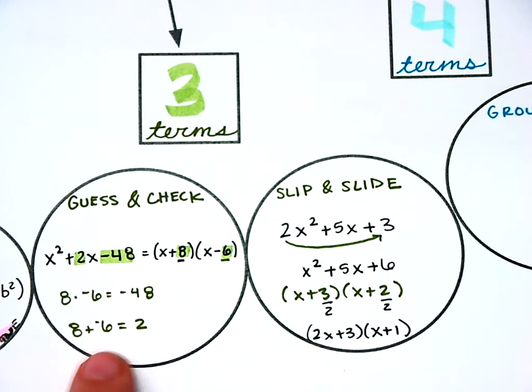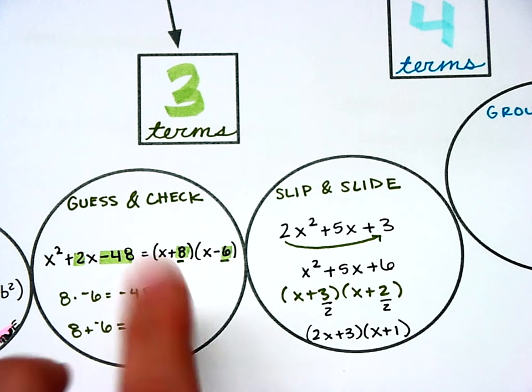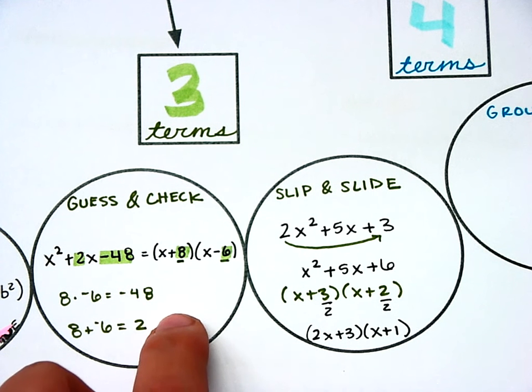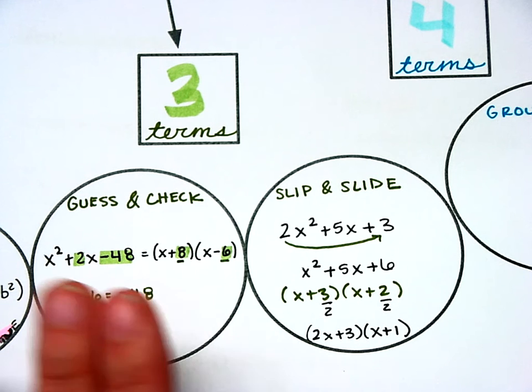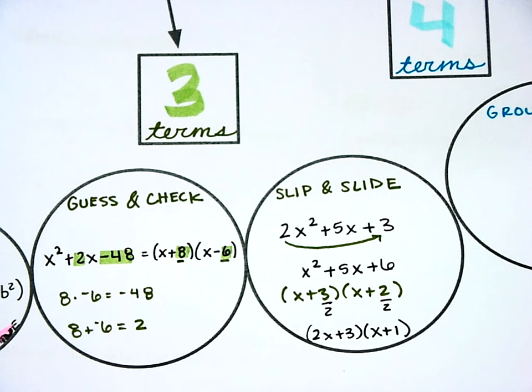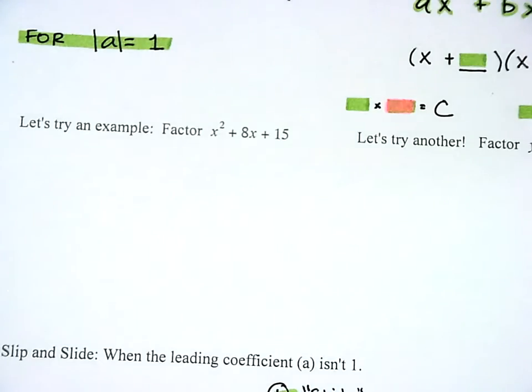So we've got guess and check, we'll go over those steps in our notes, and then we've got the slip and slide method. A lot of people like to use what's called the diamond method. That essentially means the same thing as guess and check, but I'm going to show you this way because I don't really like the diamond method. All right, so let's get started on these notes.